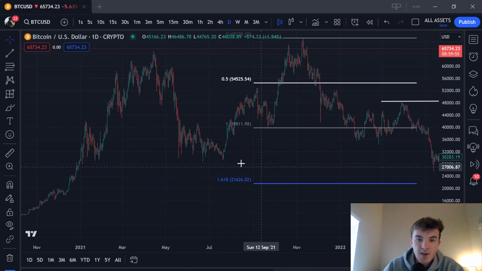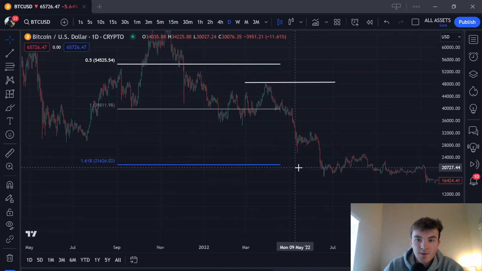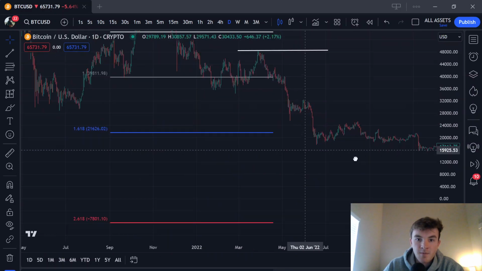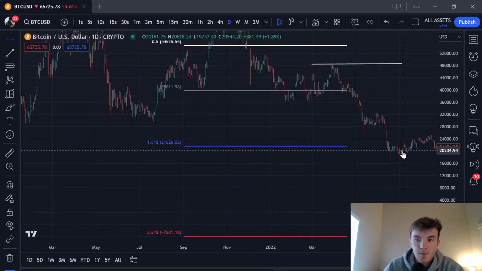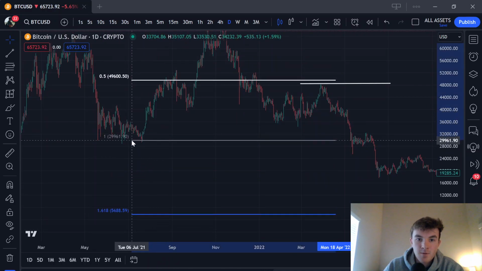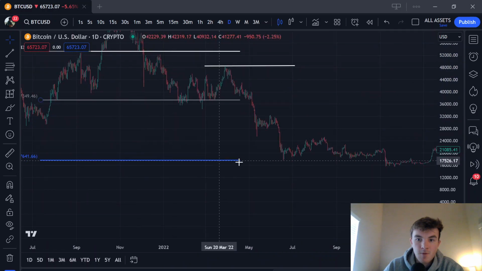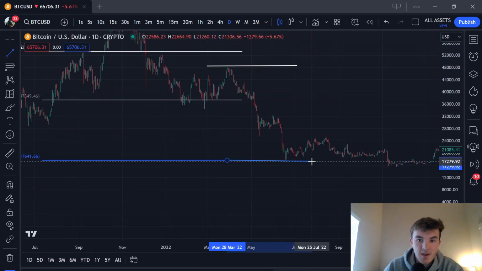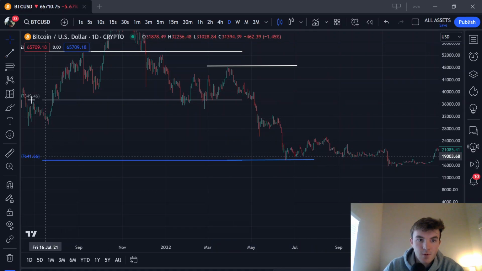See how this blue line was slightly past all these lows? It didn't mark the bottom, but it marked a point of moving back up. This blue one marked this low. See that? Almost exact.